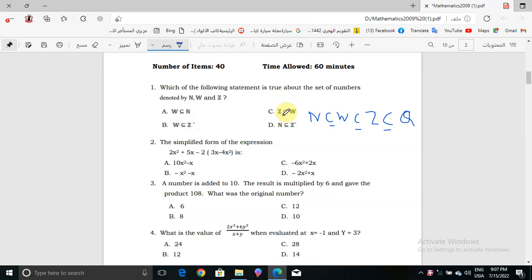And here what we have, that is the subset of whole number. No, here whole number is a subset of integer numbers. Now here what we have, natural number is a subset of integers, positive integers. Yes, here natural number is a subset of integers and also positive integers. So D is the correct answer.